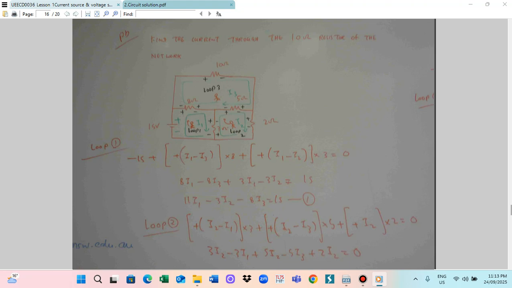And then we have to find the current equation. We have to write down the current equation. Firstly, you go to loop 1. You walk through this loop, walking through this loop in this direction.